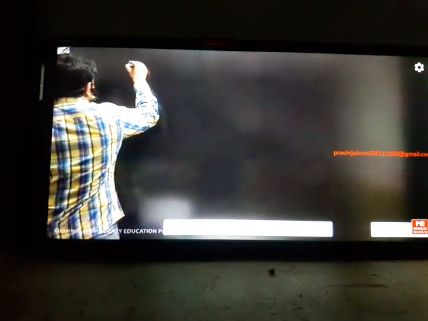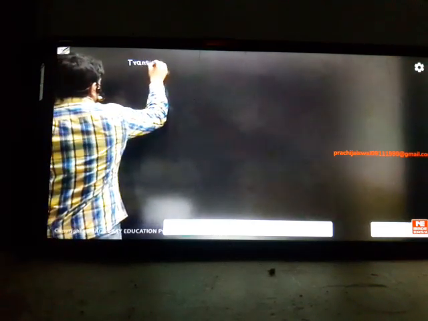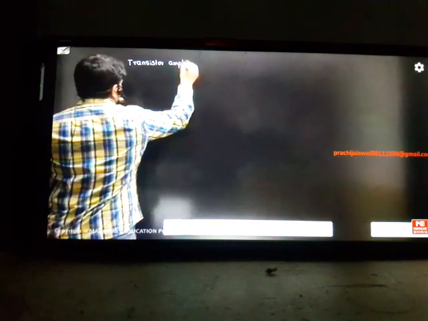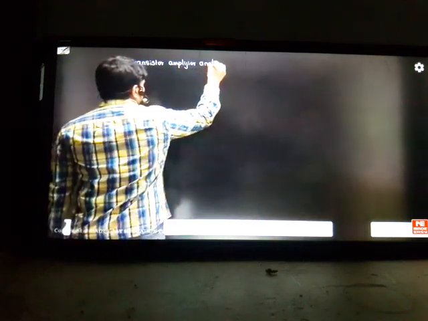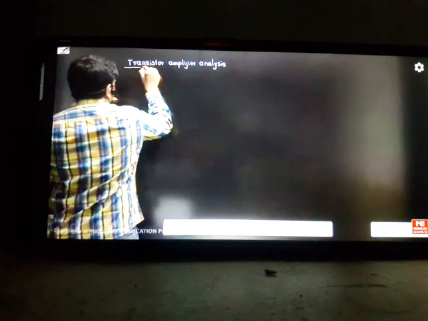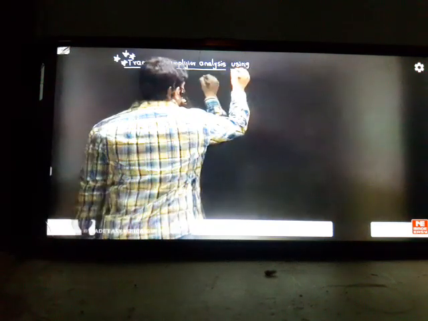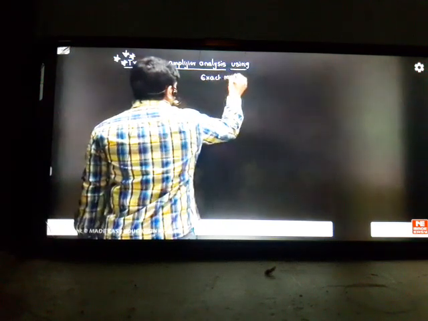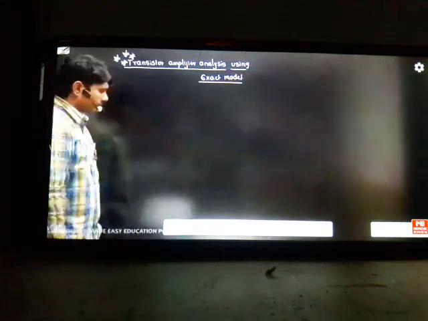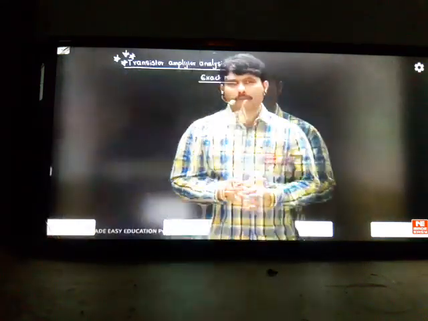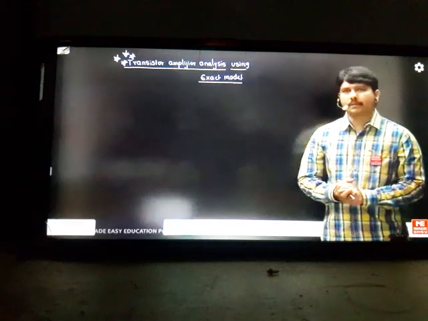The next concept we are doing is a very important analysis called transistor amplifier analysis. This is one of the important concepts to learn. In only one module we are studying the complete approach: transistor amplifier analysis using the exact model. By using the exact model, we study the complete behavior of the amplifier. It is an important topic.